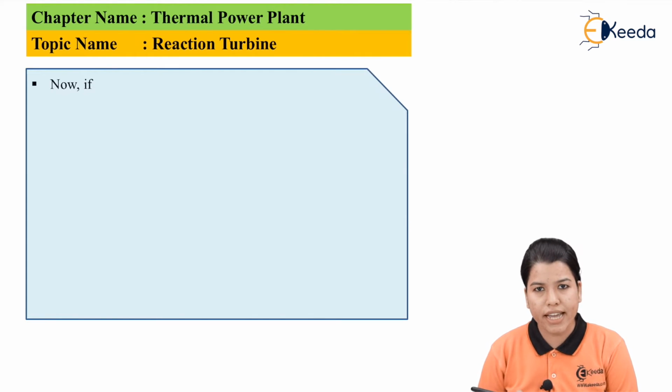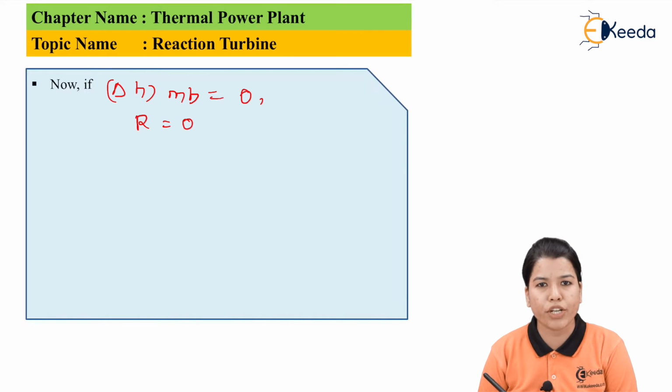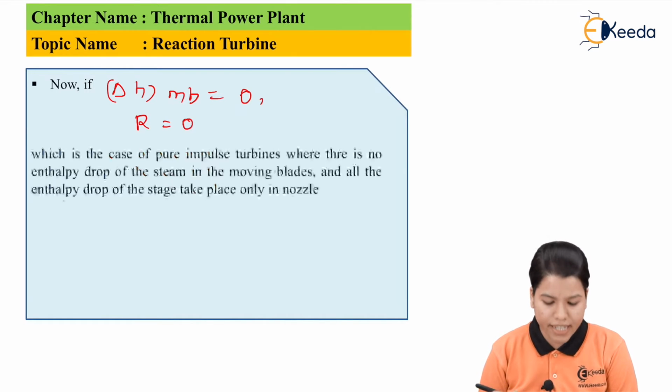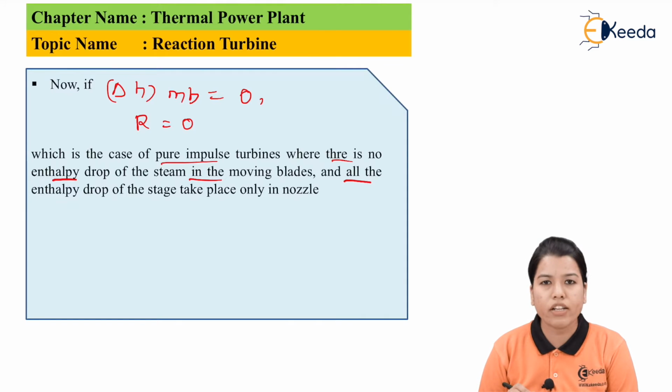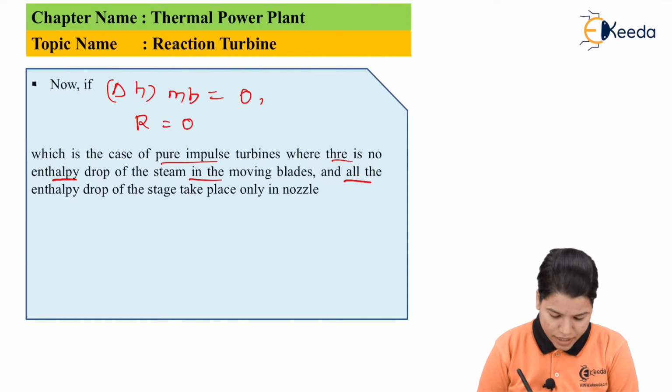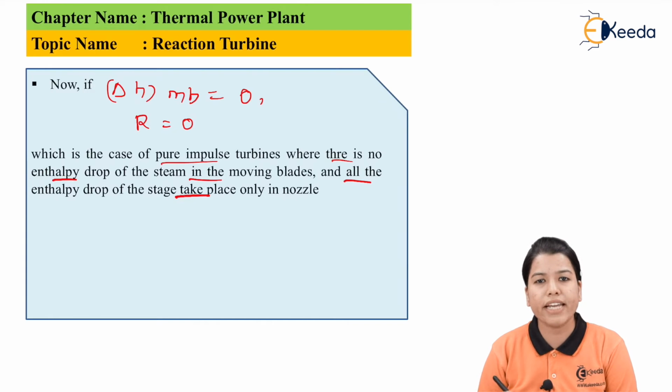Now if we consider that delta HMB is equal to 0, then the reaction R is also equal to 0. So this is the case of the pure impulse turbine, where there is no enthalpy drop of the steam in the moving blades and all the enthalpy drop of the steam stage takes place only in the nozzle.